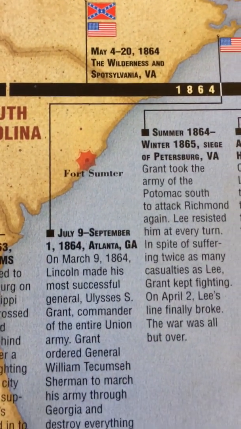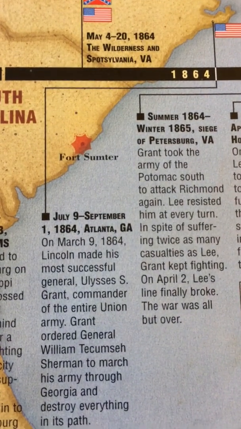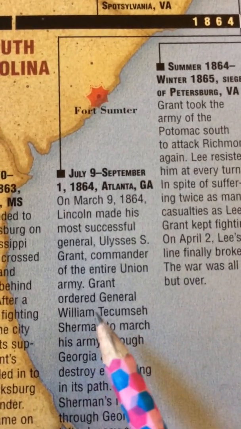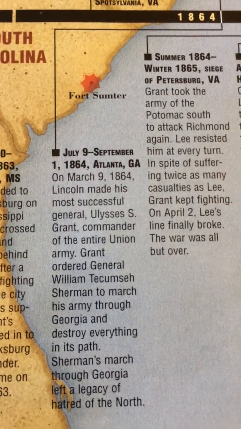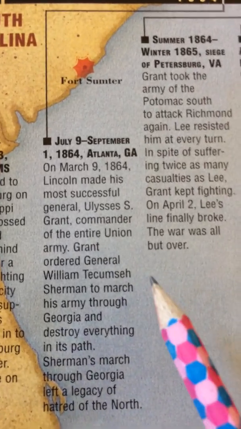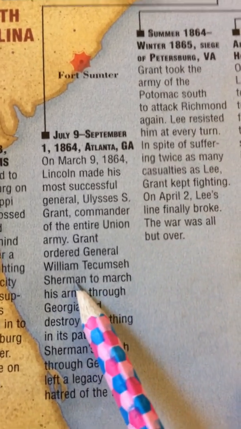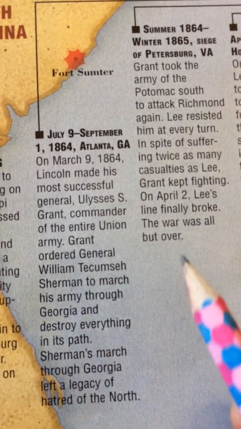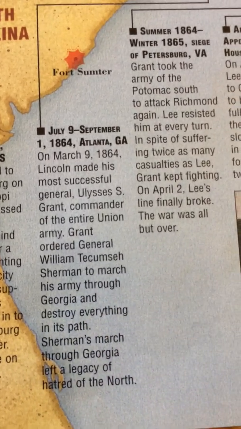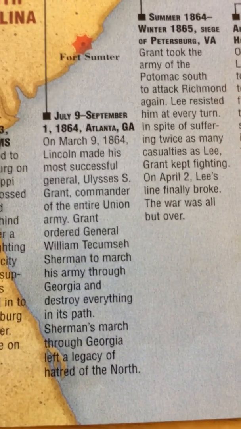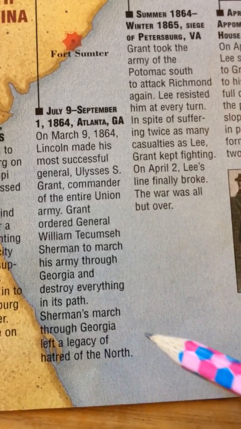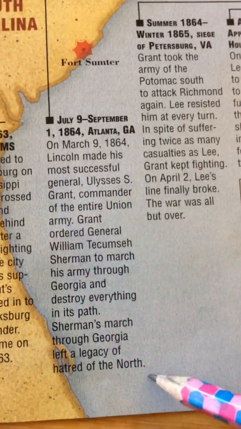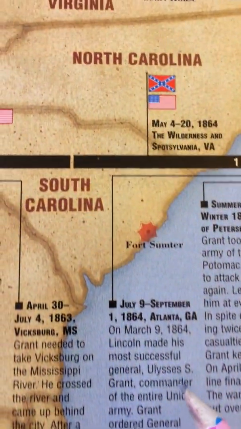Lincoln made his most successful general, Ulysses S. Grant, commander of the entire Union Army. Grant ordered General William Tecumseh Sherman, and Sherman is the name that we mostly think of, to march his army through Georgia and destroy everything in its path. It's known as Sherman's March through Georgia. And you also hear of Sherman's March to the Sea, driving the forces there.